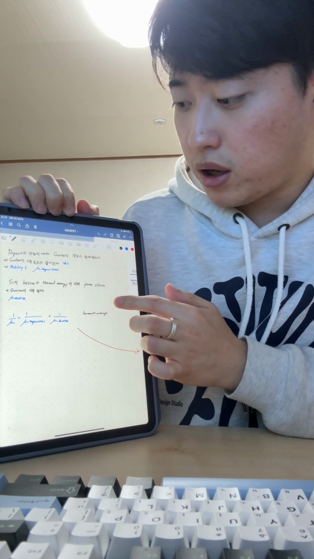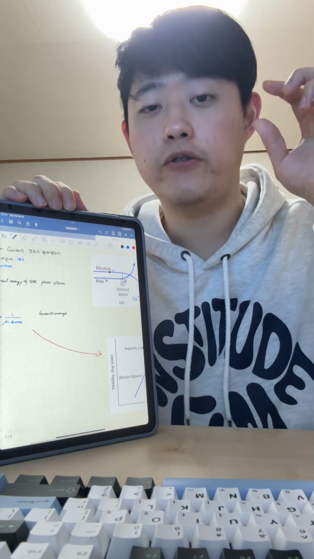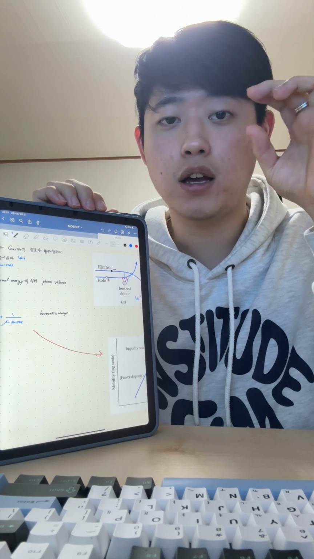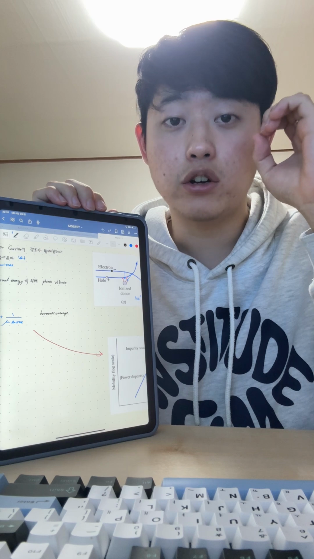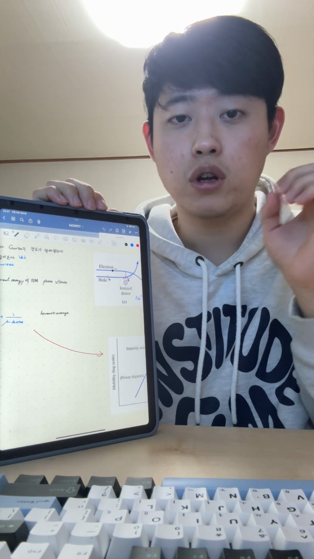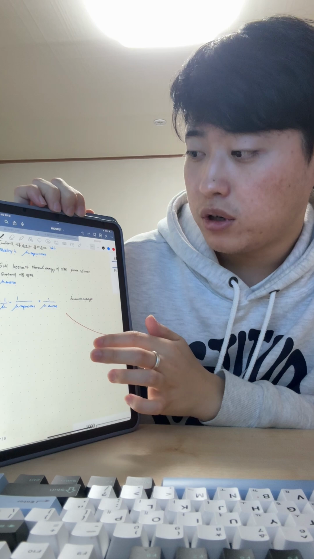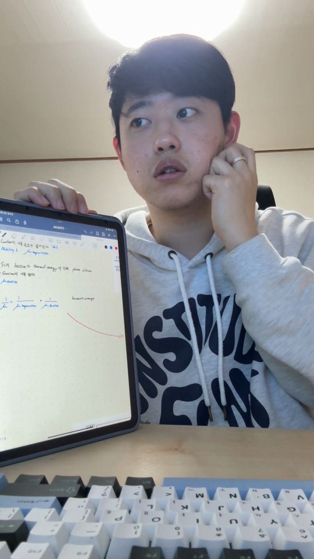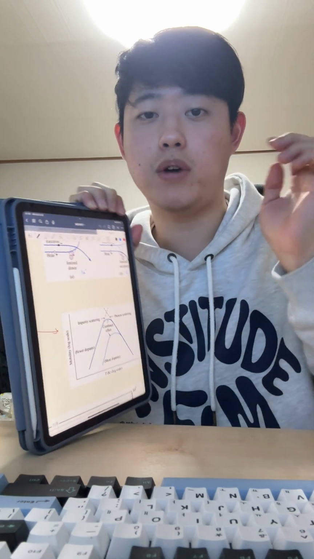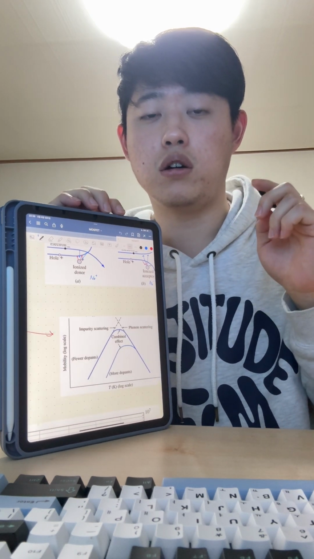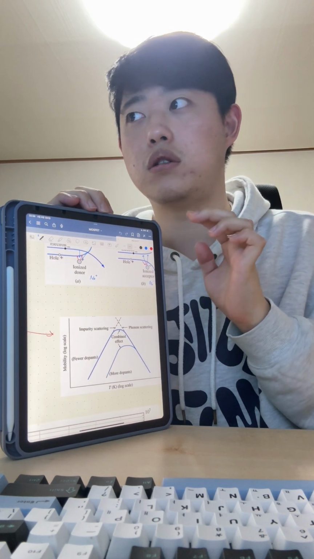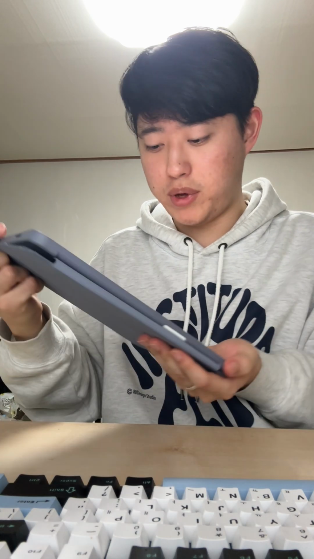If Si has thermal energy, there are phonon vibrations, so that vibration makes a scattering effect appear.